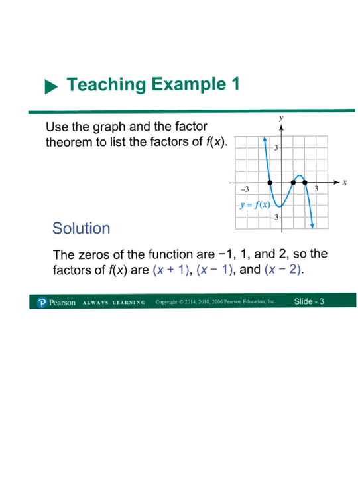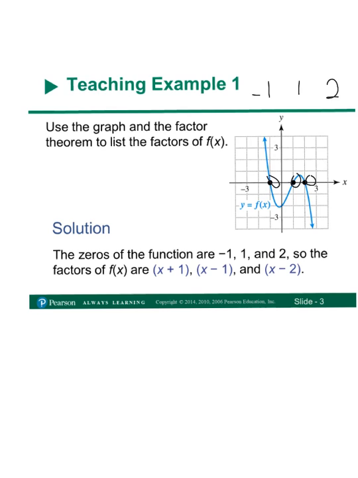I give you a graph, okay, and the question is, what are the real zeros, and write this in factor form. So if you look at the real zeros, there are the x-intercepts. This x-intercept is -1. This x-intercept is +1. And this x-intercept is +2.